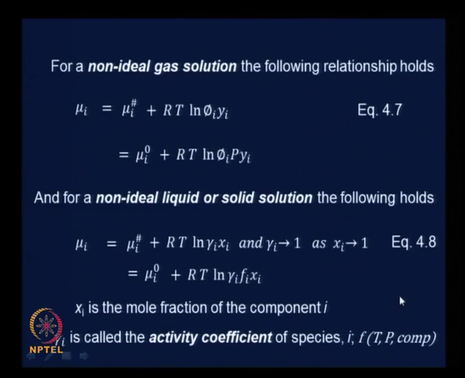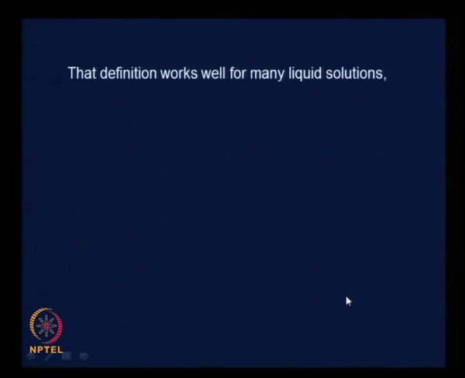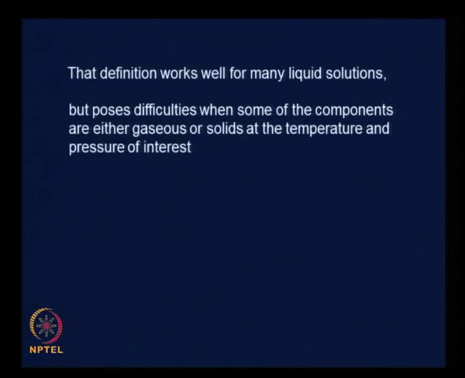Gamma_i is the activity coefficient, and note that gamma_i is a function of temperature, pressure and composition, whereas mu_i hash was only a function of temperature and pressure. And we said that the definition so far for a non-ideal liquid or a solid solution works well for many liquid solutions, but it does not work so well when one of the components is either a gas or a solid at the temperature and pressure of interest of the solution. For example, many solutions of biological interest are of that category.